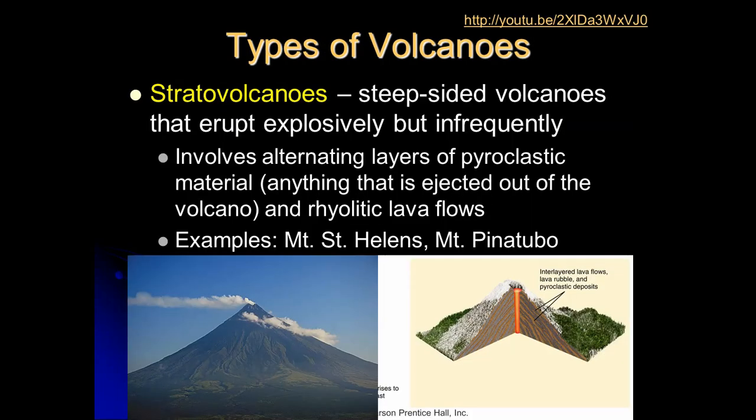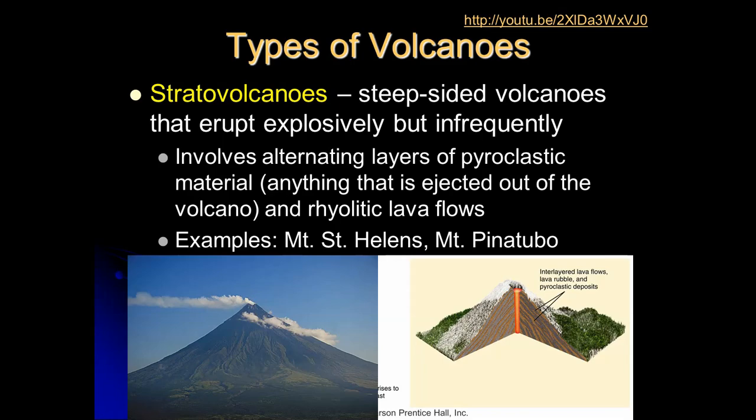Now, we're going to talk about types of volcanoes. There's actually more than two, but I really just want to talk about the two main ones. And we're going to look at this as a spectrum. On one side of the spectrum, we have what are called stratovolcanoes. These are typically what you think of when you hear the word volcano. A steeply sided cone with a central vent at the top where material can be erupted out of.